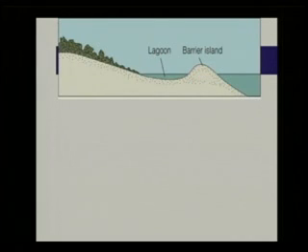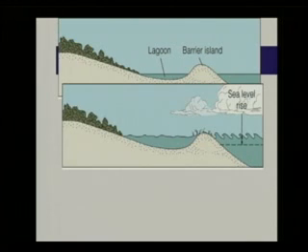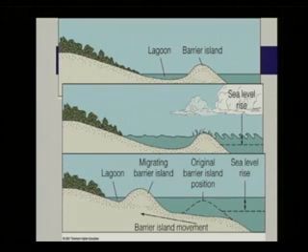Here we see a barrier island, the lagoon separating the island from the coastline. And what happens with sea level rise? Well, guess what? The barrier island will migrate and move toward the land with rising sea level. And again, this is a natural process, but when you have huge multi-million-dollar hotels and resorts built on the barrier island, it's an expensive natural process.